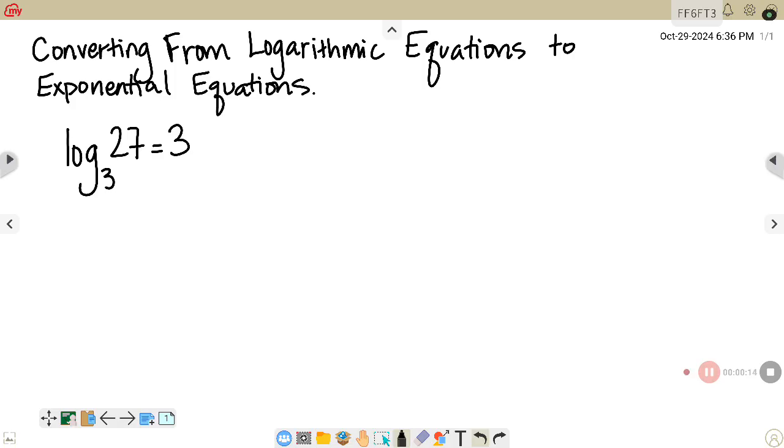So what we're going to do is use this base. That'll be the base of your exponent. This number that's on the right side of the equal sign will be your exponent. Then that is going to be equal to what is in the left side of the equation, 27. 3 cubed equals 27 is the equation that you get when you convert from log to exponential.